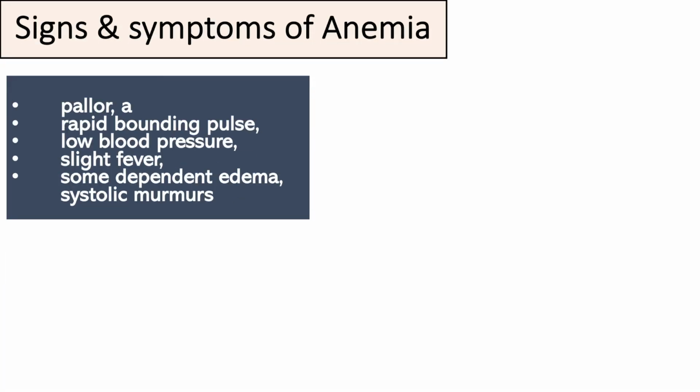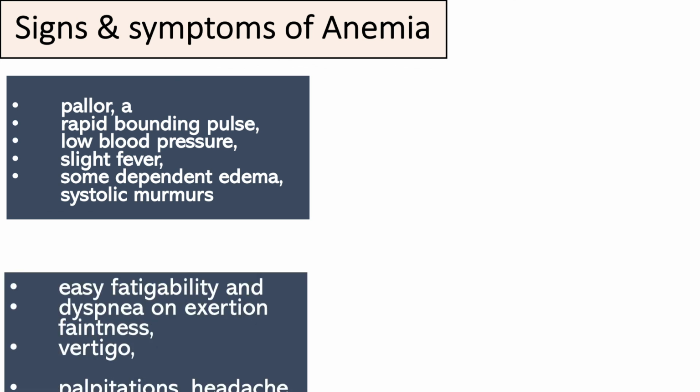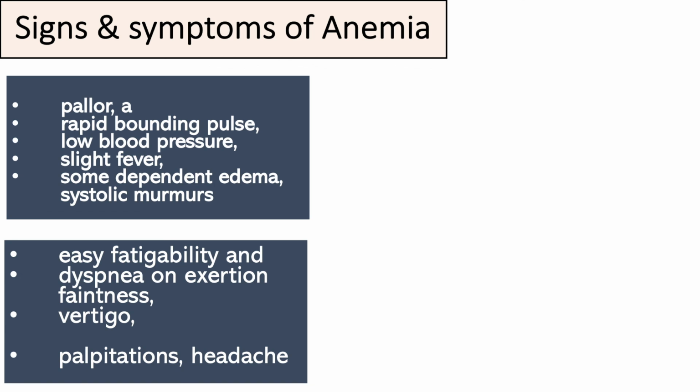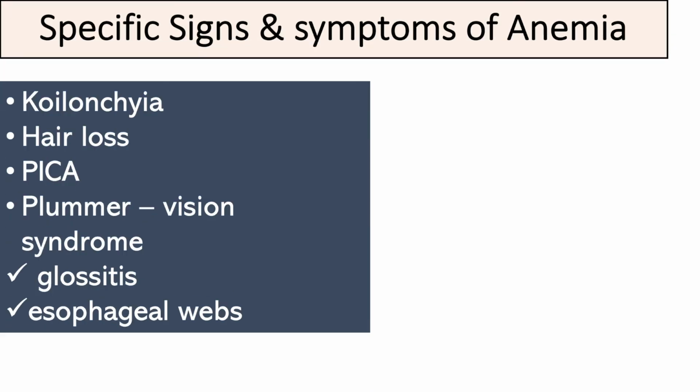Now, the signs and symptoms of anemia in general and iron deficiency anemia are very similar: pallor, low blood pressure, palpitations, systolic murmurs, as well as fatigability, which is the main one, shortness of breath and dyspnea on exertion, faintness, vertigo, palpitations. But the ones specific to iron deficiency anemia are koilonychia, which is basically brittle nails, hair loss, Plummer-Vinson syndrome.